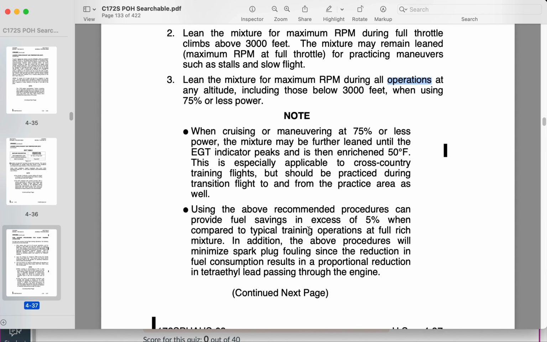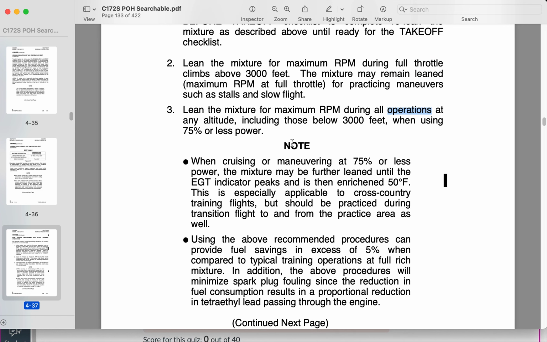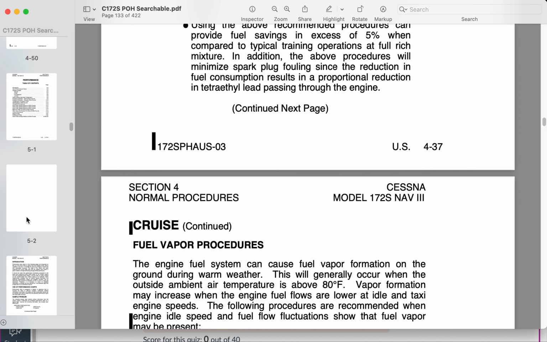It doesn't matter what you're doing. Now, I will say, when you're in the traffic pattern, you're getting ready to go to full throttle again, and that's more than 75% power. So we just leave the mixture rich when you're in the traffic pattern doing touch and goes. But when you're cruising, it doesn't matter what altitude you're at. You should be leaned when you cruise. Anyway, off my soapbox, and let's talk about performance.